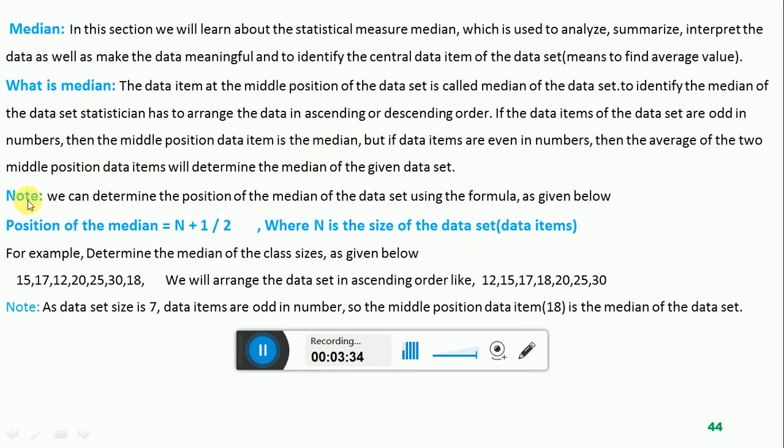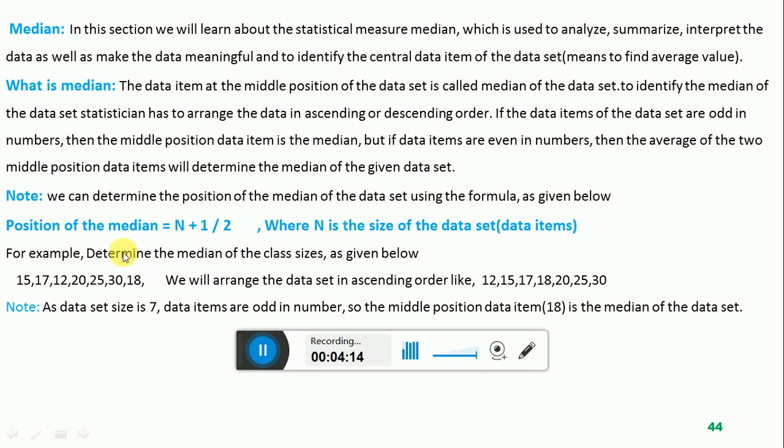Now I am putting one note in here. We can determine the position of the median of the data set using the formula as given below. Using this formula, position of the median, a statistician can identify the median for the given data set as well. The formula is: position of the median is equal to (n plus 1) divided by 2, where n is the size of the data set or the number of data items in the data set. Simply one can say capital N defines the population or sample size.